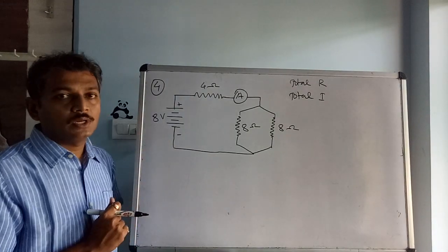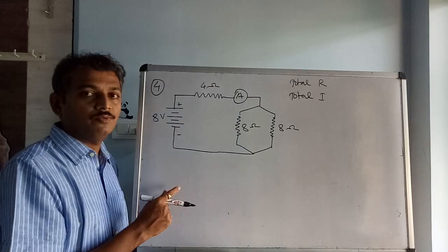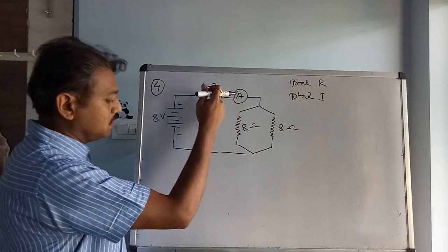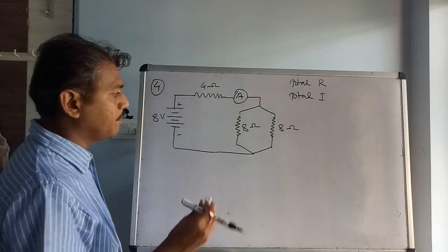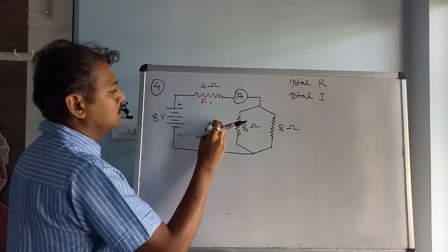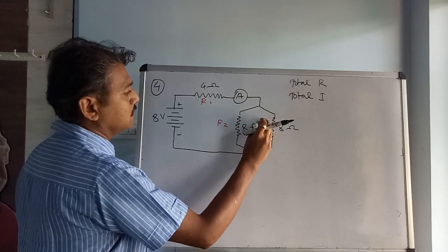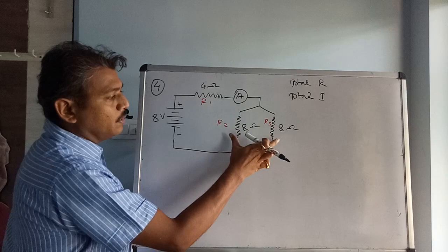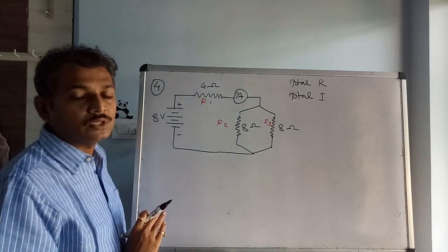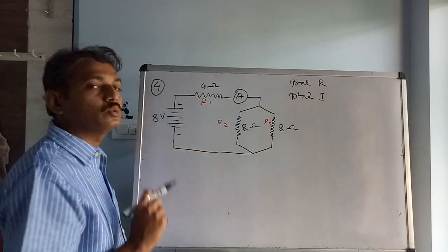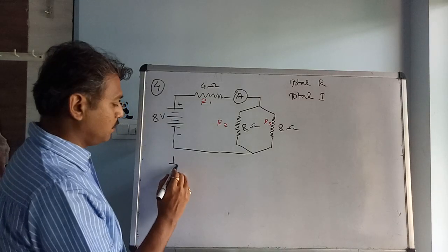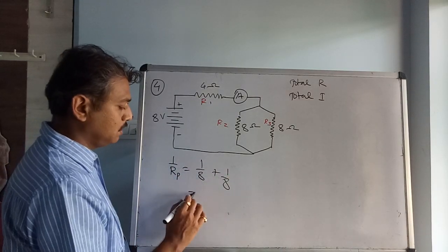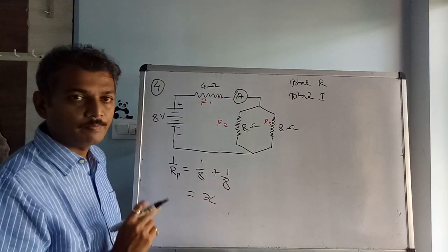Coming to the fourth numerical, this is the arrangement where you can see the battery of 8 volt. Here also 3 resistances are connected. You can name them as R1, R2 and R3. You can see here clearly that R2 and R3 are in parallel with each other. So first of all you need to go with them. So 1 upon Rp is equal to 1 upon 8 plus 1 upon 8. You will get some answer.